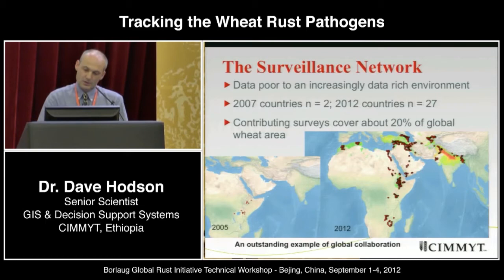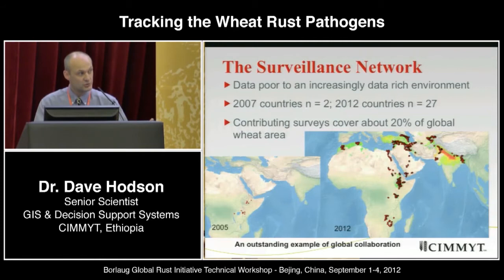So, in terms of being able to undertake the global monitoring, we realized that we needed to have eyes in the field. We needed a surveillance network, and we wanted this network to be comprehensive, covering large geographical areas, following pretty standardized methodologies. And as you can see here, what we've been able to achieve through the inputs from many people is the transition from a very data-poor environment to an increasingly data-rich environment.